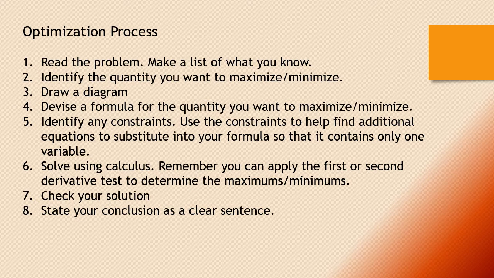Of course, reading the problem, identifying what you want to maximize or minimize, draw a diagram, devise a formula for the quantity that you want to maximize or minimize, identify any constraints and use these constraints to help you find additional equations to substitute into your formula so that it contains only one variable, and then solve using the process that we've been using in calculus for determining mins and maxes. Check your solution and state your conclusion as a clear sentence.